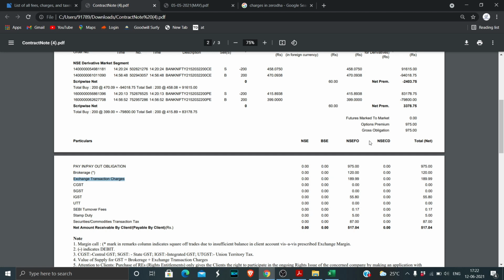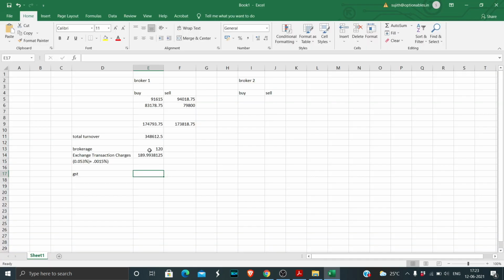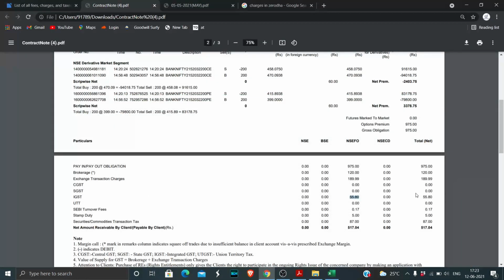so that this will minimize our slippages. Next thing is GST. GST is basically calculated on brokerage and exchange transaction charge. So it equals brokerage plus exchange transaction charge into 18%. So 55.79, I think you can see the same thing, 55.8. Hope this is also clear, and how we calculate exchange transaction charge is also clear.